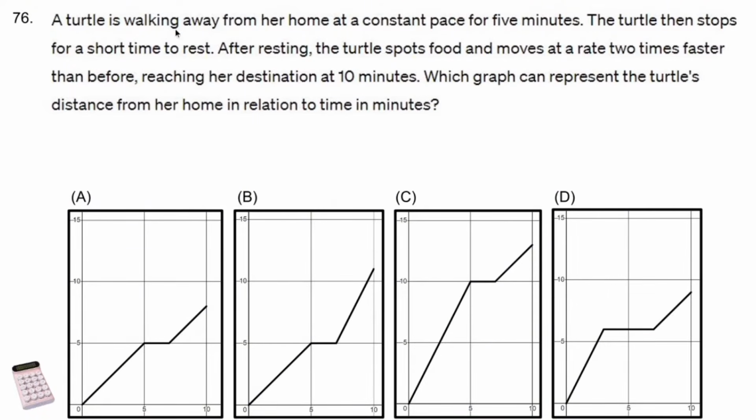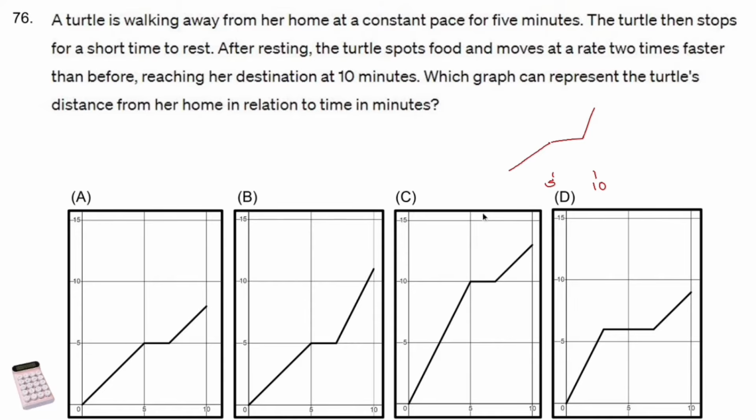But a turtle is walking away from her home at a constant pace for 5 minutes. The turtle then stops for a short time to rest. After resting, the turtle spots food and moves at a rate 2 times faster than before, reaching her destination at 10 minutes. So without looking at this, you have a turtle walking slowly. At 5 minutes, it stops, and then it doesn't give us a specific time, but what it says, it goes 2 times faster. So you're going to try to make a line that's 2 times steeper, and then all of a sudden you hit 10.